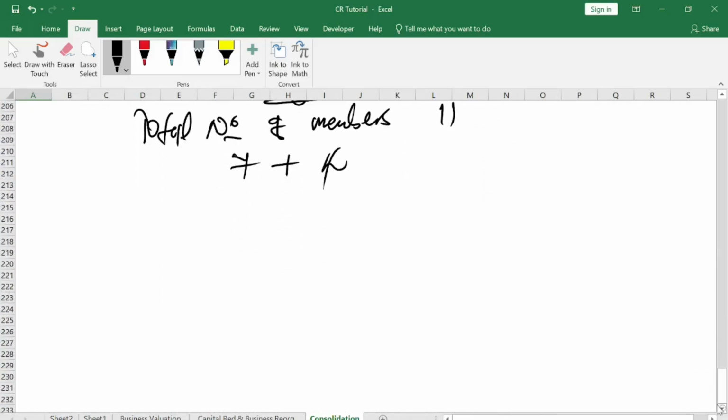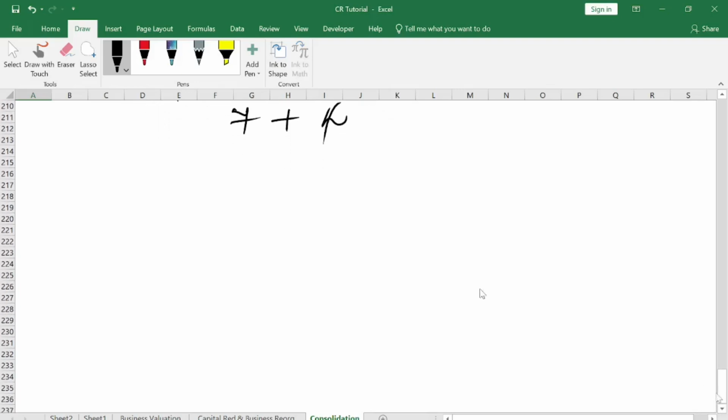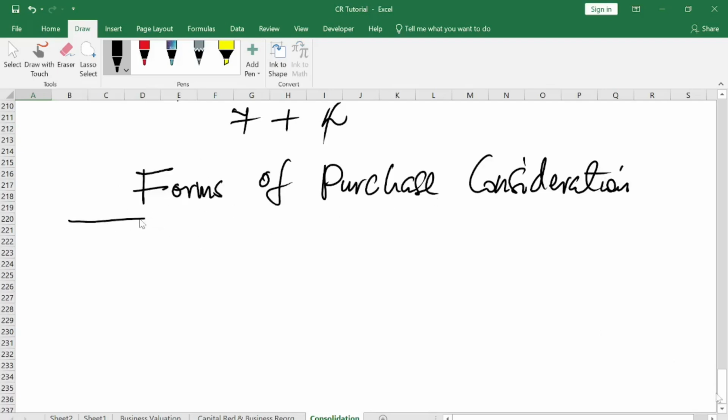So this is what I want you to understand going forward with regards to the business combination. All right. Now we have something that we call reverse acquisition, but I don't want to belabor the point on reverse acquisition. If you want me to explain, I'll explain. Other than that, let me move to forms of purchase consideration.